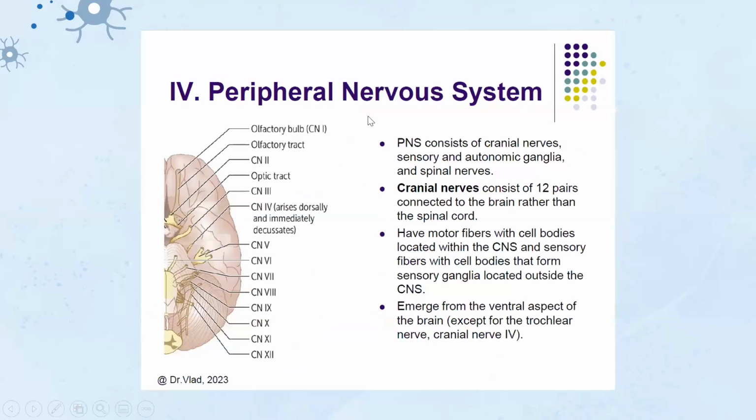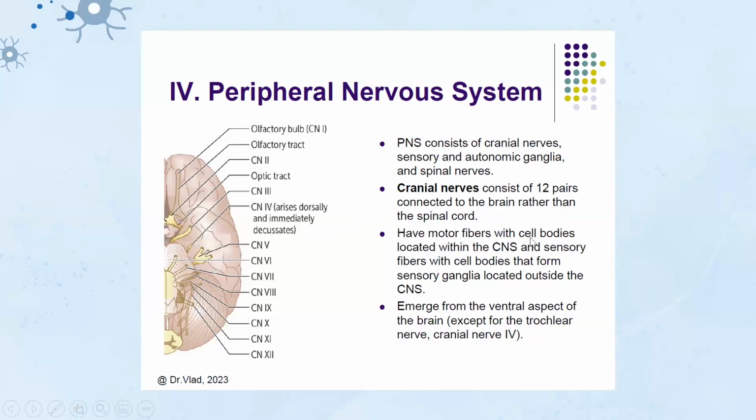Peripheral nervous system. We're done with the central nervous system. Now, the peripheral nervous system. We said that the peripheral nervous system consists of the cranial nerves and the spinal nerves. The cranial nerves branch off the brain, and the spinal nerves come out from the spinal cord. There are 12 pairs of cranial nerves that are connected to the brain. This is why they're called cranial. They're connected to the brain rather than the spinal cord.